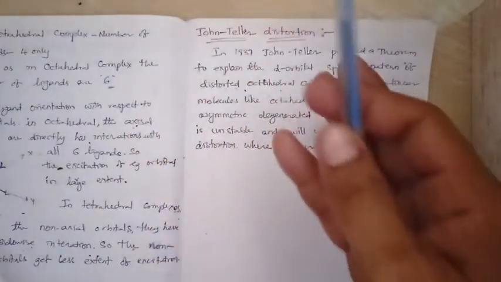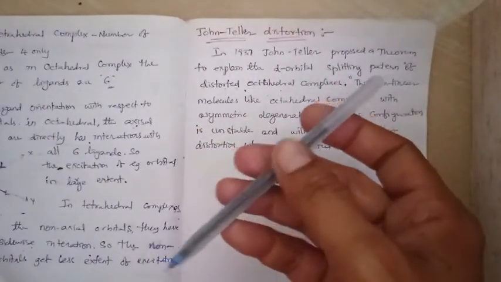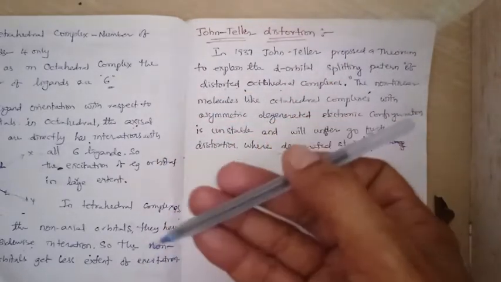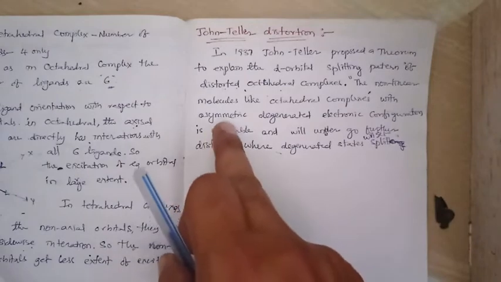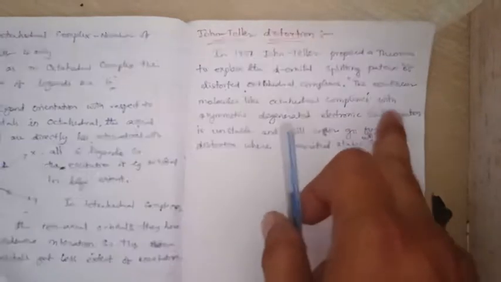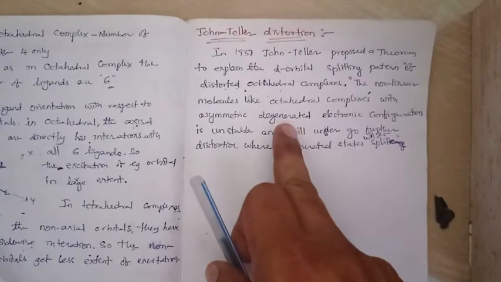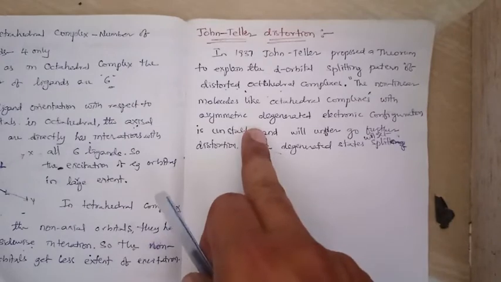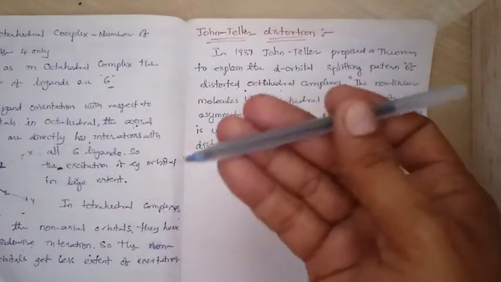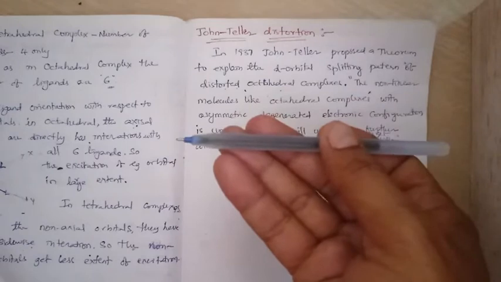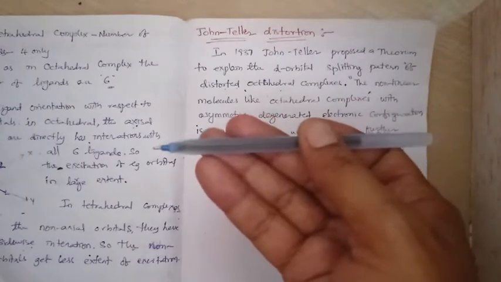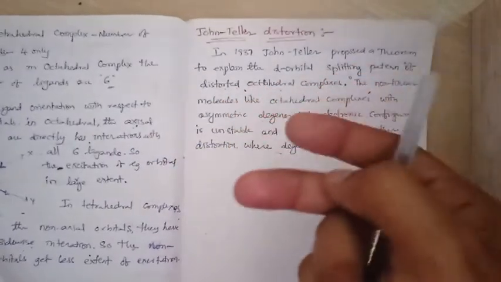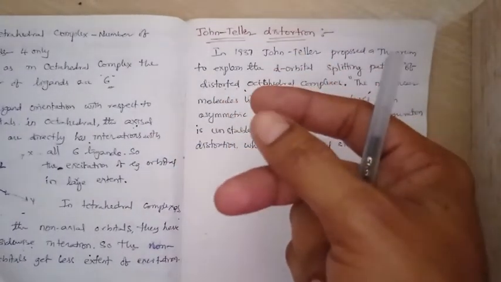Unequal distribution in different directions will be called asymmetrical. So asymmetrical electronic configuration in degenerate states, right? In a degenerate state, the electronic configuration should be asymmetric. If you go particularly for the degenerate electronic configuration of octahedral, after getting the splitting pattern in octahedral, we are getting two degenerate states, that is T2g and Eg.